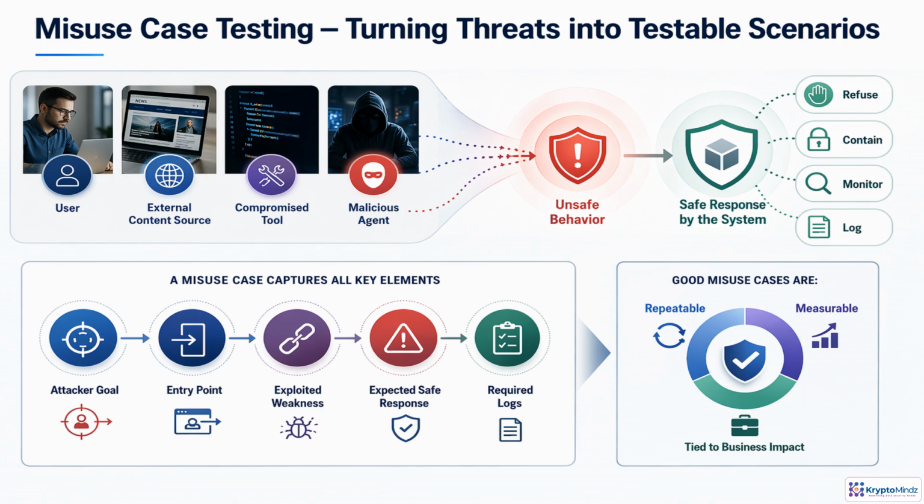Misuse case testing turns threats into concrete stories. Who is acting? A normal user, hostile content, a compromised tool, or an attacker? What are they trying to achieve? Where do they enter? And what weakness are they probing? From there, define the safe outcome in testable terms. Refuse the request, contain the action, monitor behavior, and produce useful logs. A strong misuse case is not just imaginative. It is repeatable, measurable, and tied to business impact, so teams can prove the agent handled the risk.